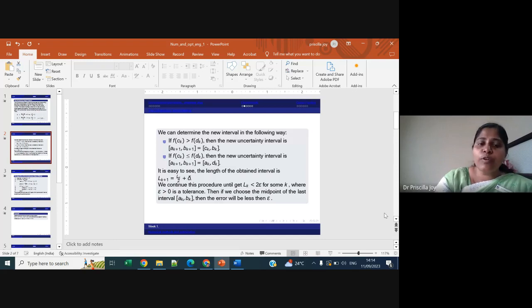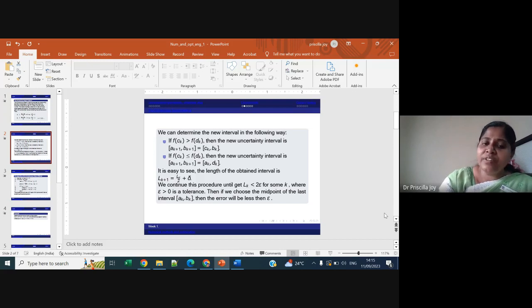If f of ck is greater than f of dk, then the new uncertainty interval is (ak plus 1, bk plus 1), which is equal to (ck, bk). If not, that is, f of ck is less than or equal to f of dk, then the new uncertainty interval is (ak plus 1, bk plus 1), which is equal to (ak, dk). So that is the way we will be computing the next values.